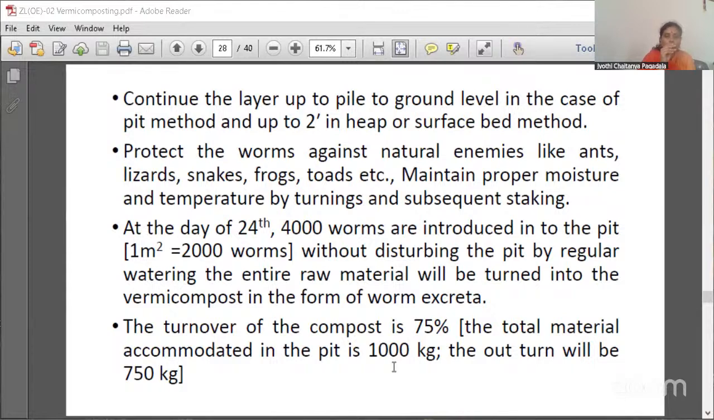As earthworms are sensitive to sunlight, they will move to the bottom of the heap and the top layer of the compost can be removed. As I already told you, if we need 100 kgs of vermicompost, we have to employ 500 earthworms. So now here we employed 4,000 earthworms. The turnover of the compost is 75%. The total material accommodated in a pit is 1,000 kg. The outturn will be 750 kg.